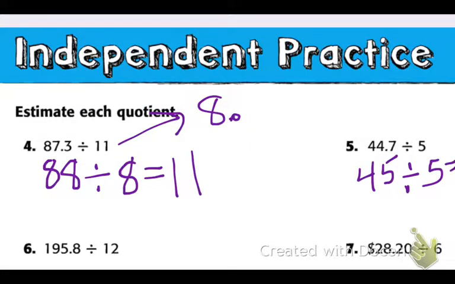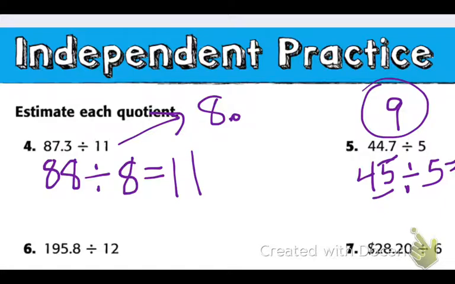Okay, and I know that 5 times 9 is 45. So it's about 9. 9 times 5 is 45, so it works. It's reasonable to say it's not the accurate answer, but the estimated answer is around 9. Moving on to problem 7.